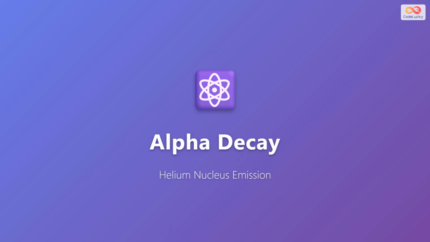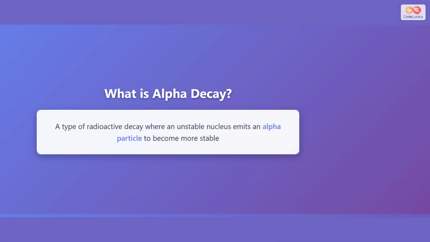Alpha decay is one of the most important types of radioactive decay in nuclear chemistry. It involves the emission of helium nuclei from unstable atomic nuclei, resulting in the transformation of one element into another. Alpha decay is a type of radioactive decay where an unstable nucleus emits an alpha particle to become more stable. This process occurs naturally in heavy elements that have too many protons and neutrons to maintain stability.